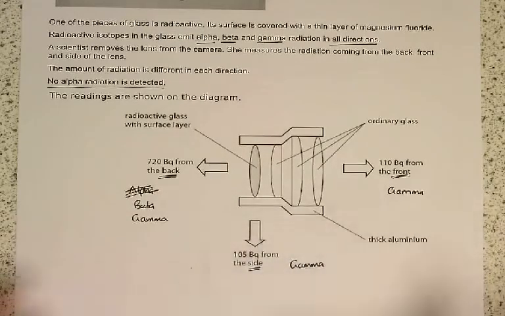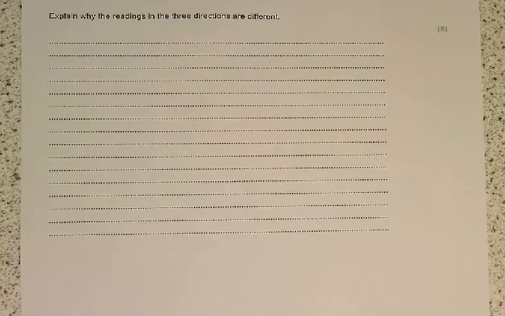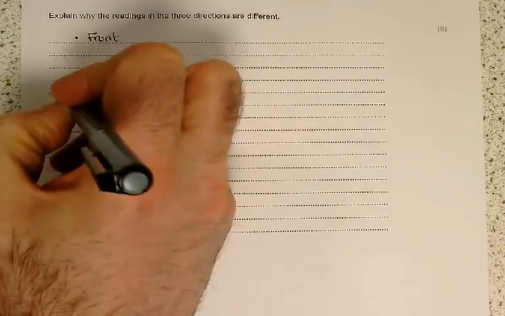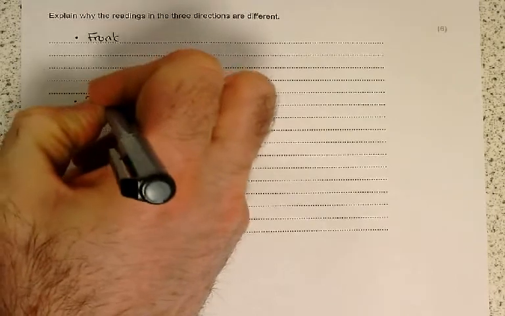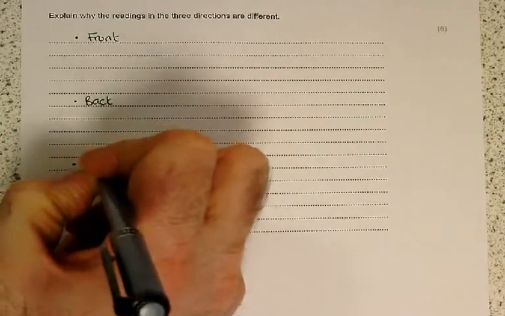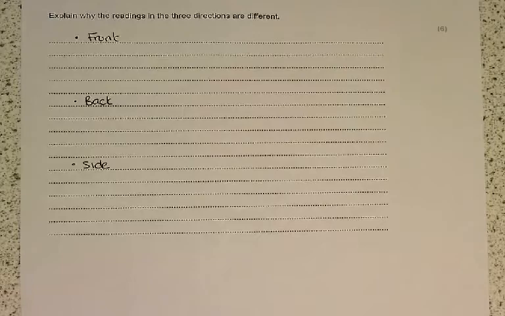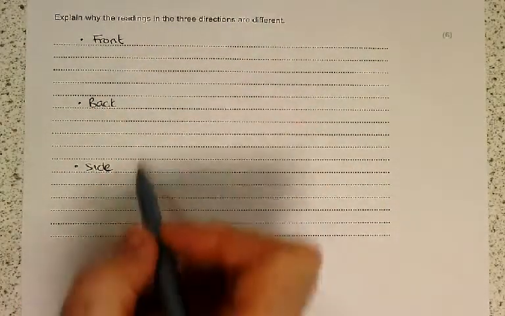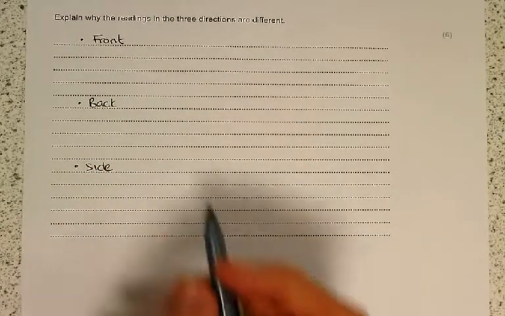So now the question says, explain why the readings in the 3 different parts are different. So I need to talk about the front, I need to talk about the back, and I need to talk about the side. And if I'm setting out my answer, I already know I need to talk about these 3 things, so I'm setting it out, leaving some space in between, using up all the space I'm given for the question, and kind of starting my answer out in bullet points, which is absolutely fine.